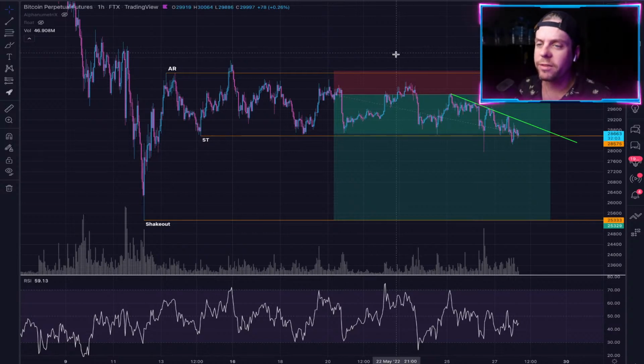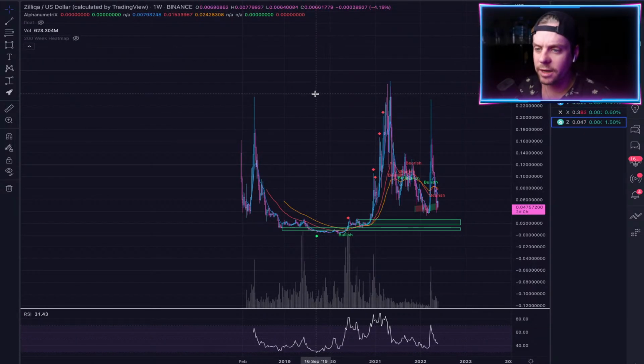What was I going to do? Oh yeah, Bitfinex longs. Let's take a look at the Bitfinex longs.